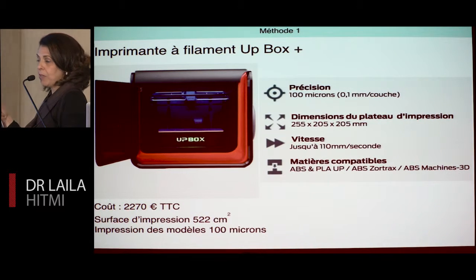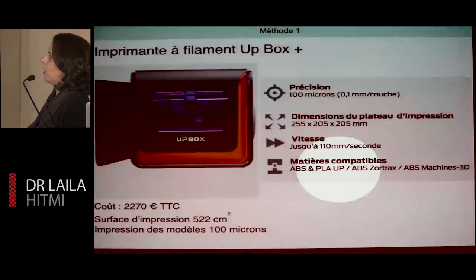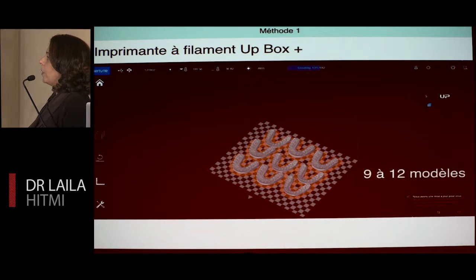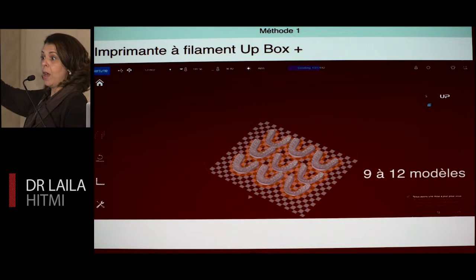100 microns, same software as the Up, same manufacturer, except the tray size is 2.5 times bigger than the Up Plus 2. And all materials can be printed, at any rate the ones I want to use with this particular printer. We can print 9 to 12 models, so we initially had 4, now 8, now 12. More comfortable. But again, it's suitable for method 1, but not method 2, because it's not accurate enough for the attachment to be well designed.